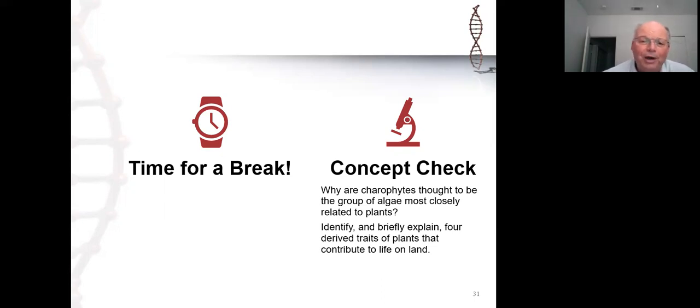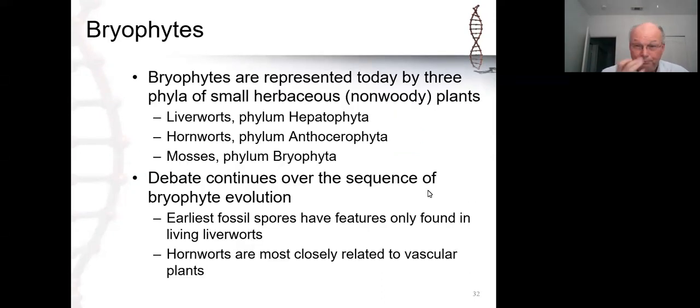So there are the 4 derived traits that are clearly derived traits that lead to increased success of plants as colonizers of dry land. So let's take a look at the bryophytes. When we take a look at the extant bryophytes, we find them as being very small, non-woody plants. The term that we use in plant science is herbaceous. It's just a fancy word that means non-woody. So you have herbaceous plants, you have woody plants.